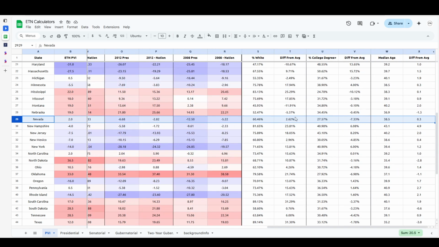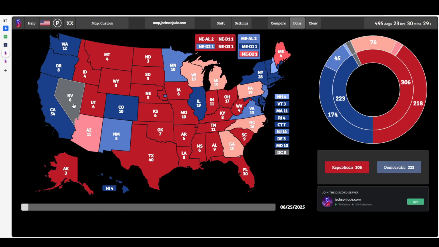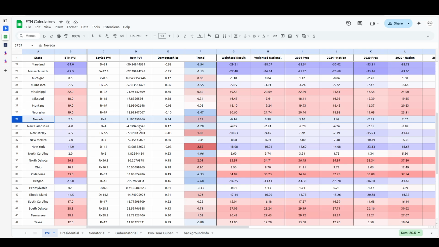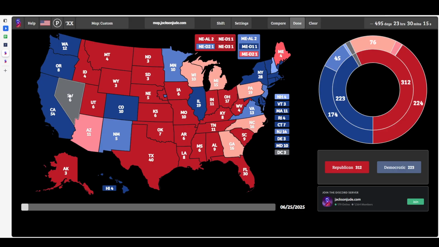It's not very educated. It's somewhat white. It's been continually moving towards the right. That's been relatively apparent for a long time. But now it's all the way up to R+2 for the final PVI for the state of Nevada. And it actually is above 2%, so that is going to be 2.2 for rounding. So there we go.